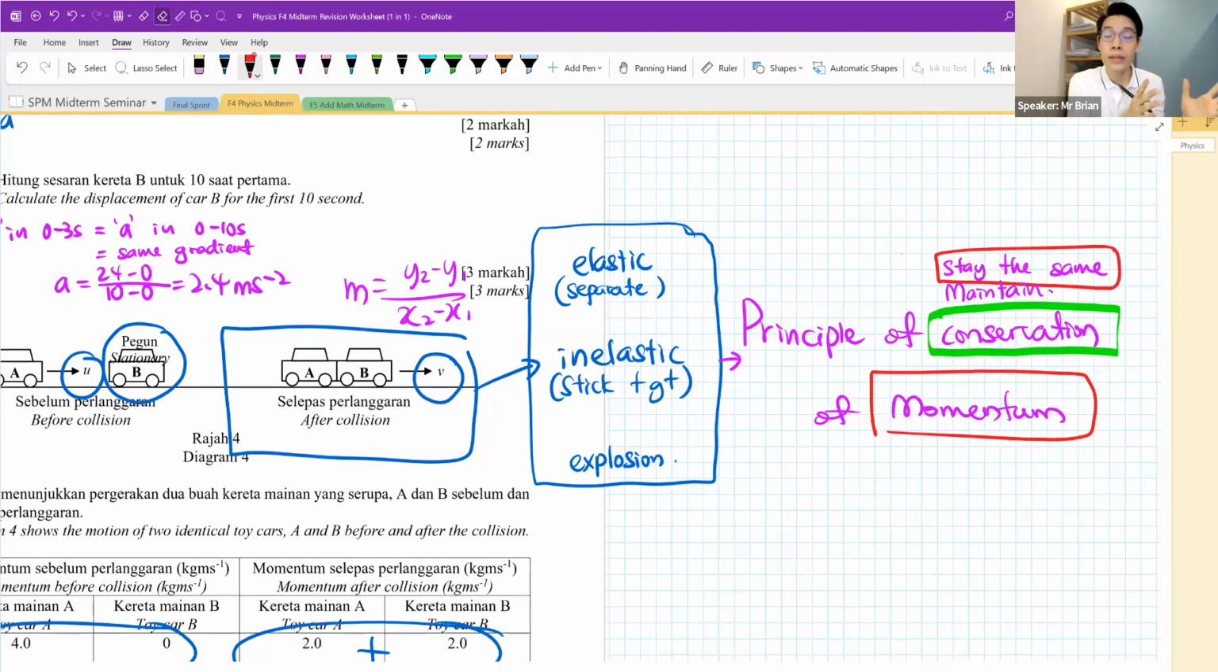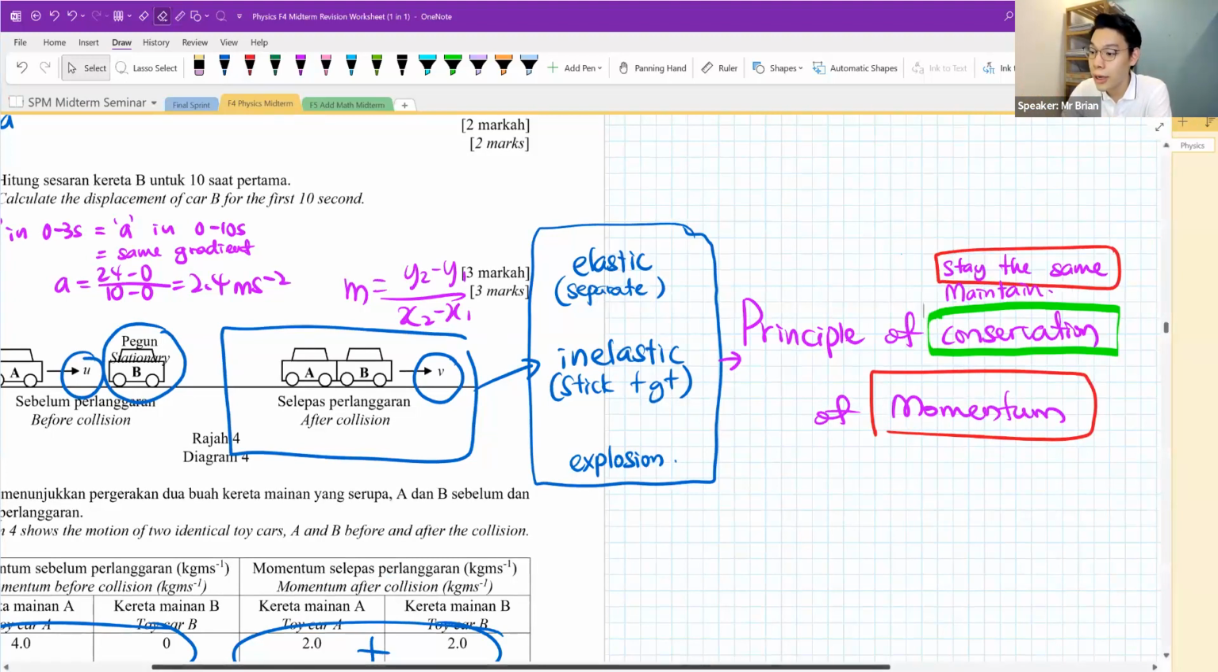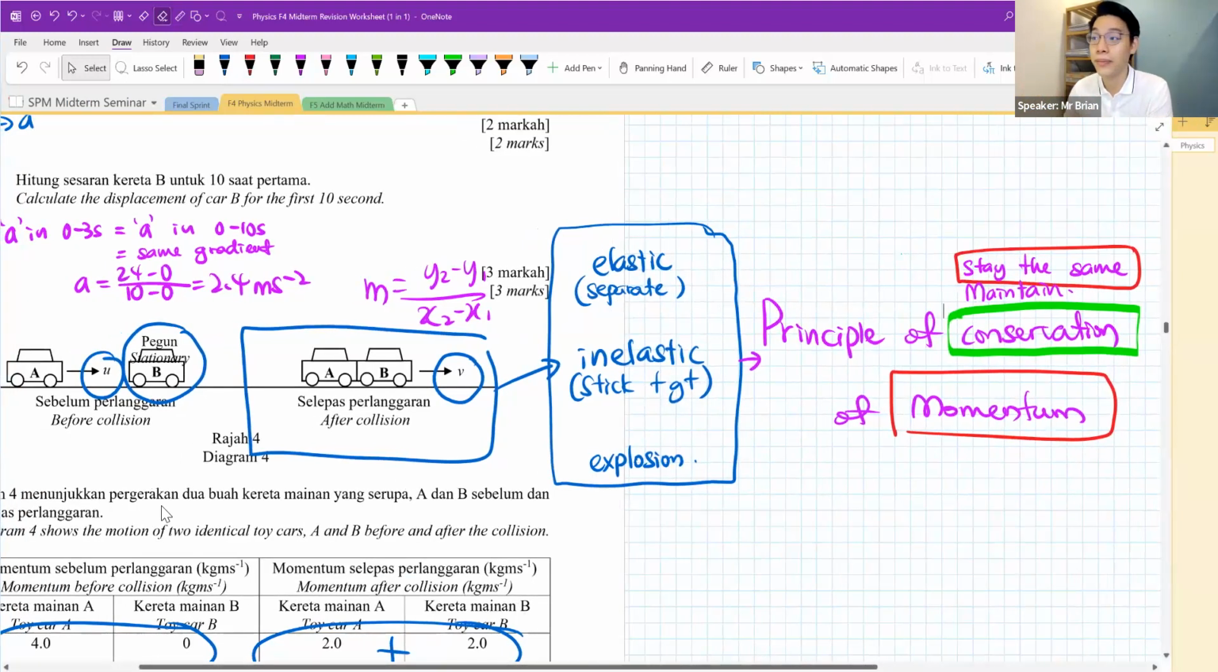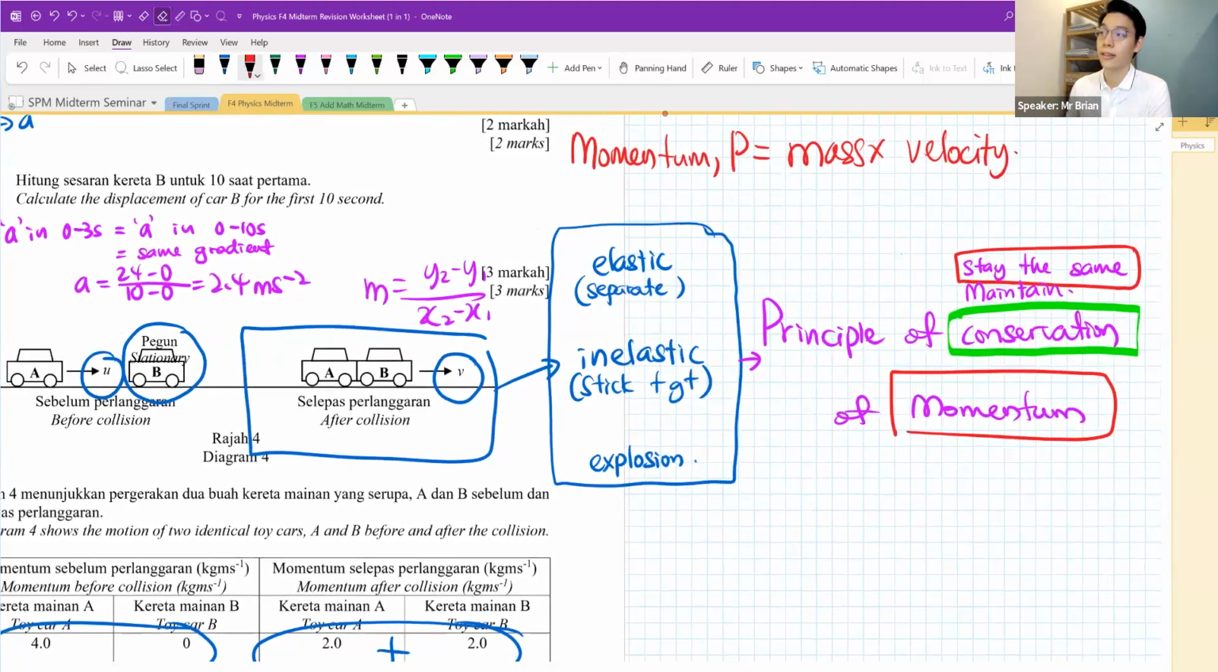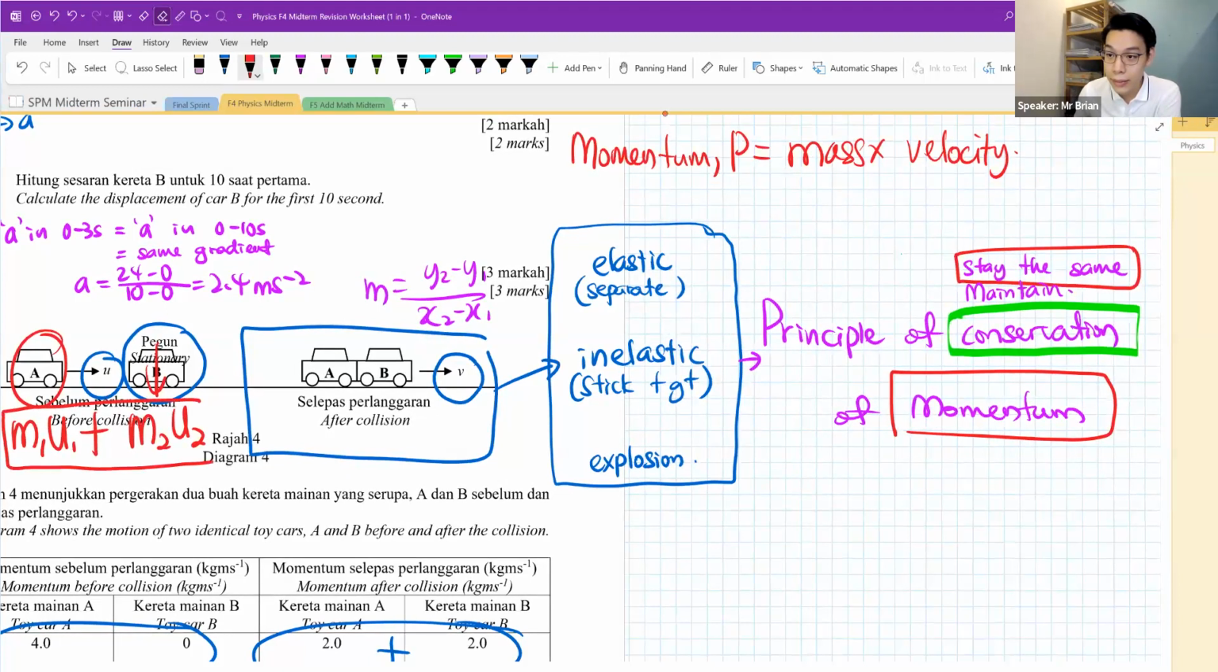Conserve, that means total before and total after is the same, right? That's why the total momentum before and the total momentum after is the same. Just now you all told me momentum. Momentum, usually we use the symbol P, is equal to the mass times the velocity. So you have the mass of this guy, the initial velocity of this guy, the mass of this guy, and the initial velocity of this guy. That is what we mean by the total momentum.